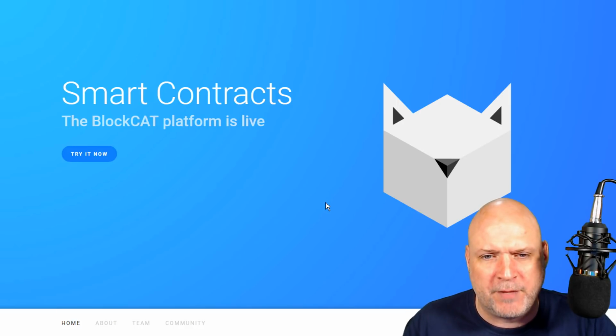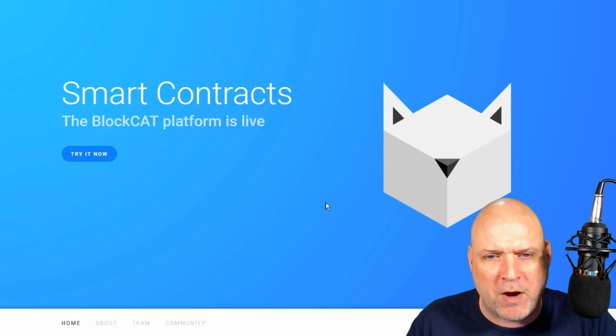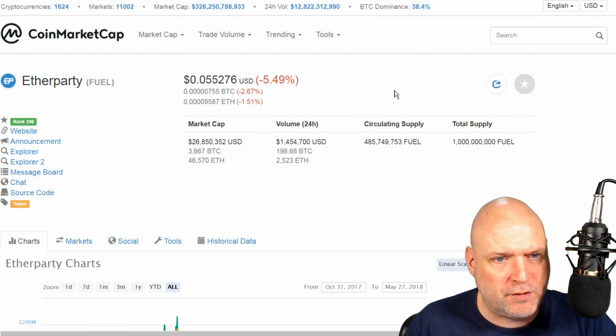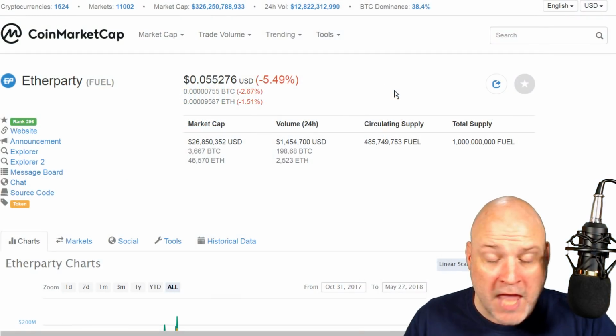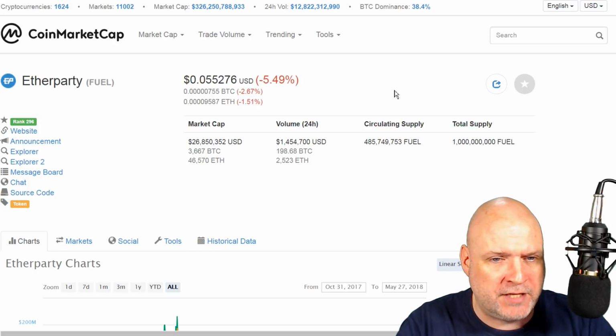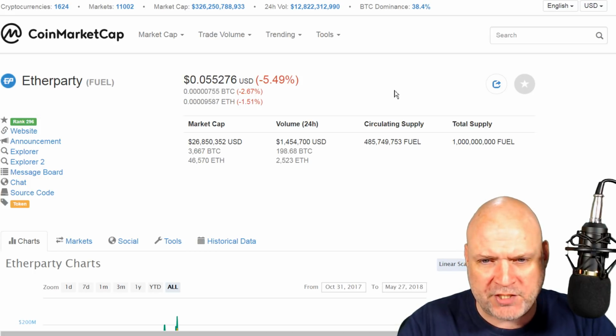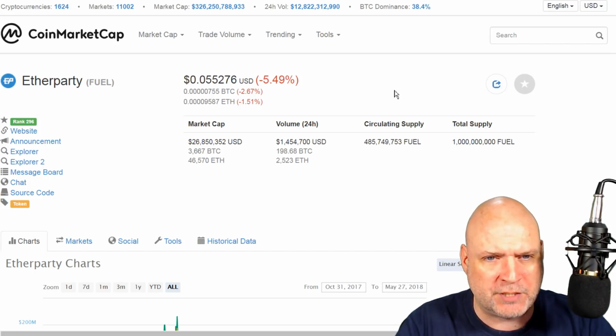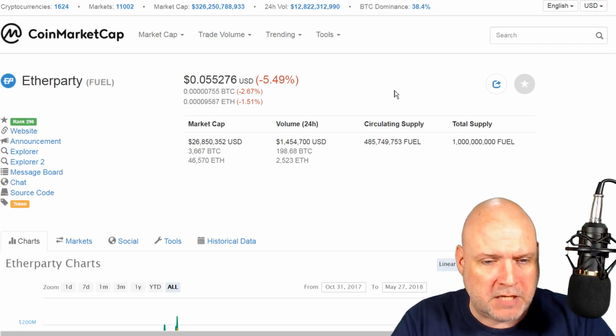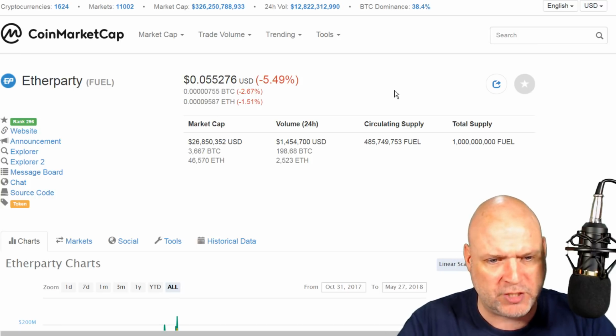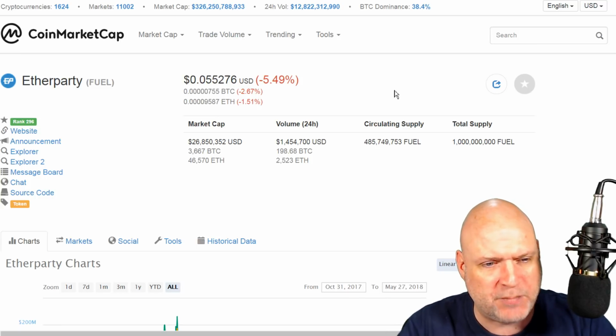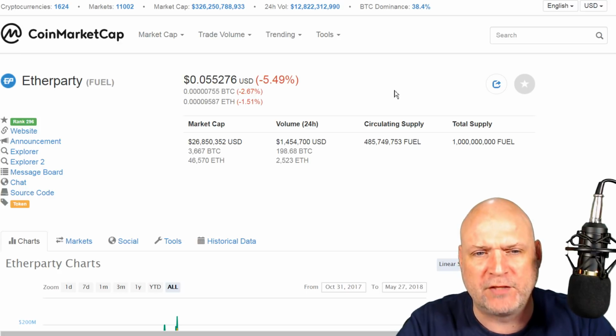Let's have a look at some of them that have already launched on CoinMarketCap then. So first off is Ether Party. The token ticker is Fuel. As I said, it dumped after it launched on the exchanges after ICO, and it has never recovered really. It's been down in the doldrums. A lot of people, especially on social media, are backing this and saying it's a really good project, which I thought as well at the ICO stage, but it really hasn't fulfilled any promise.